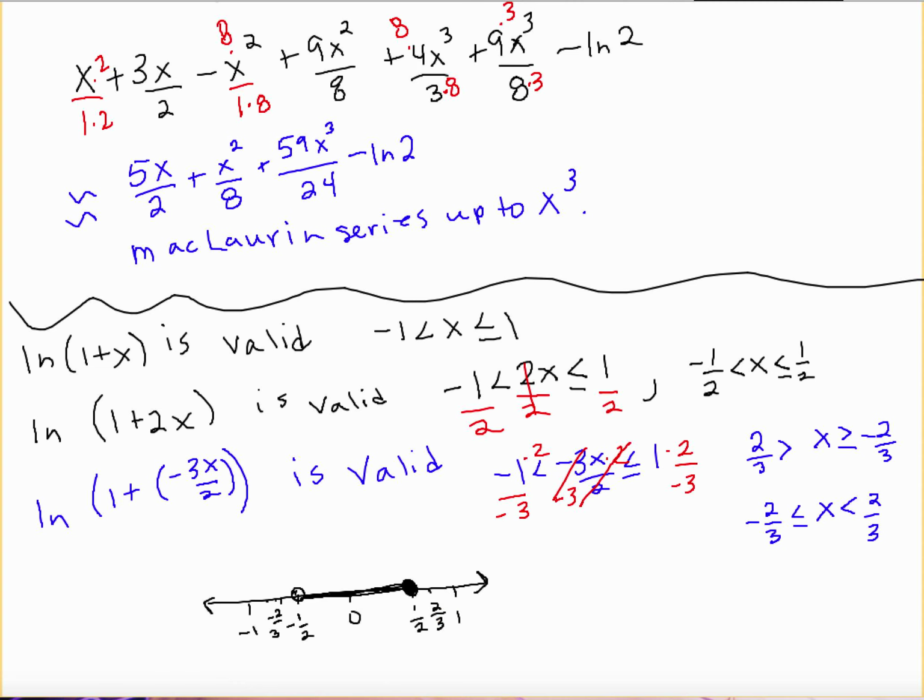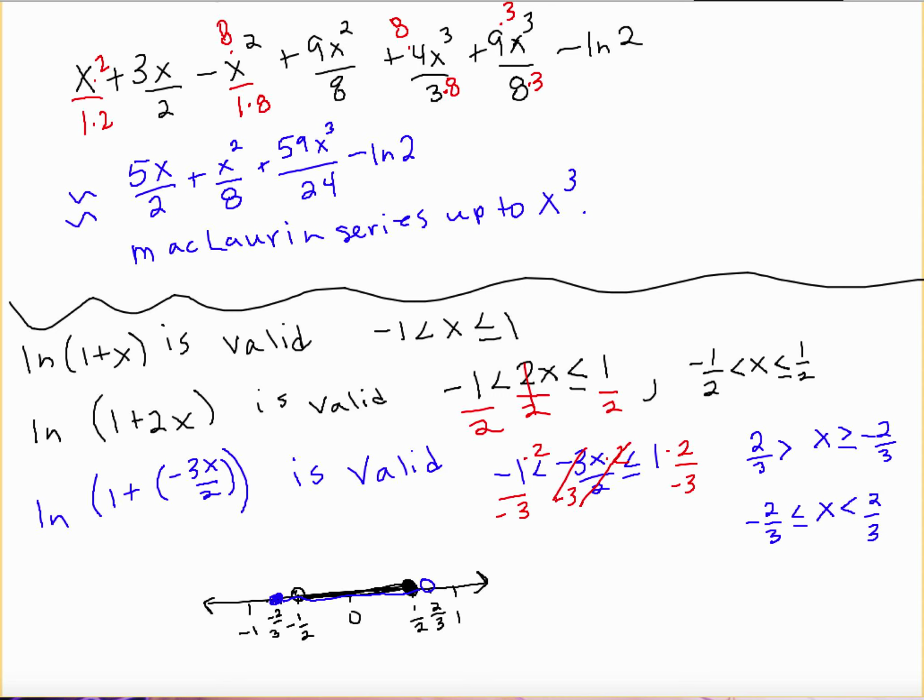But let's just see what's up with this negative 2/3 and positive 2/3. At negative 2/3, we are inclusive, but notice how it's outside of our domain of validity for our other piece here. The results have to be valid for every single piece. So it's going to be in between negative 1 and positive 1, unless we have to restrict it down further. And we do have to restrict it down further, because for this bottom one, the natural log of 1 plus negative 3x divided by 2, it's only going to converge in between negative 2/3 and positive 2/3. But we have to restrict it down even more, because the natural log of 1 plus 2x will only converge on an even smaller interval. And that is in between negative 1/2 and positive 1/2.